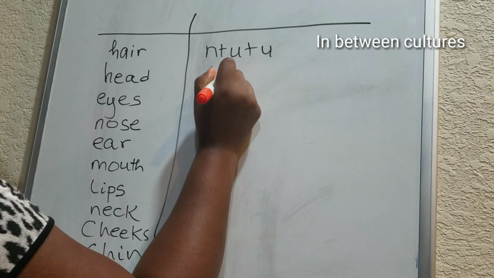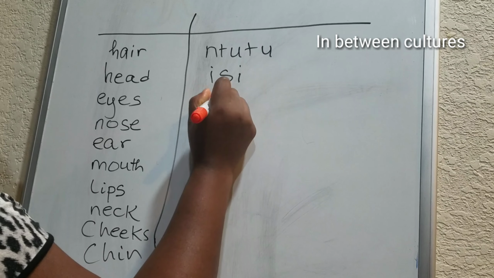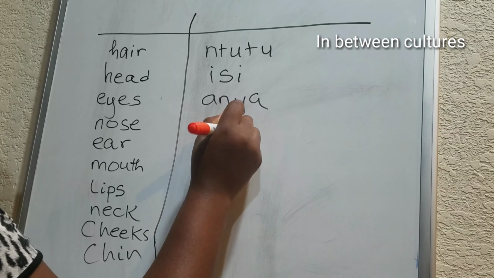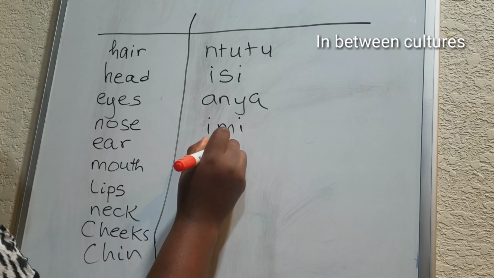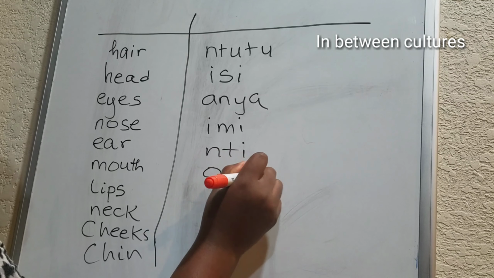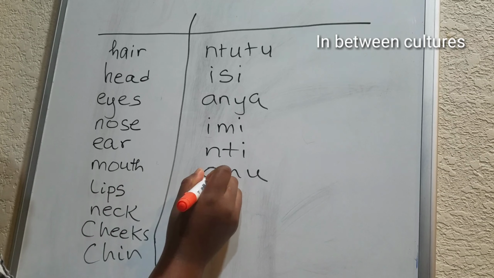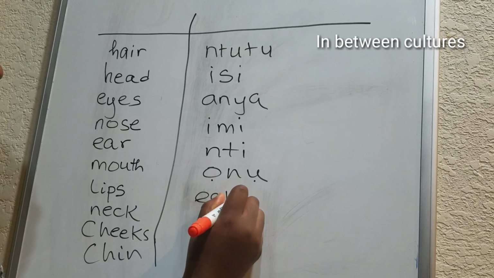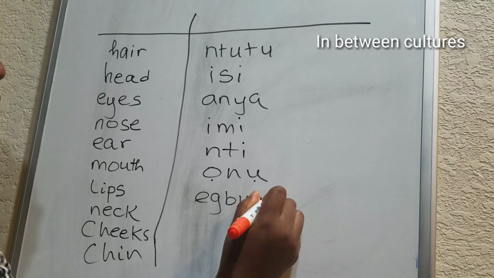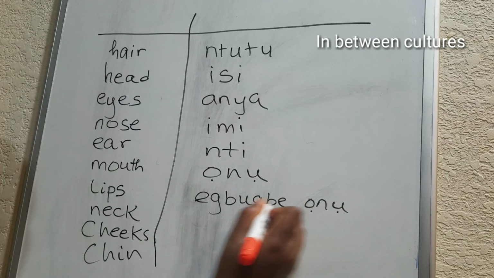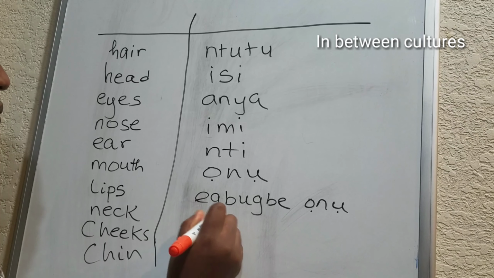Head is isi. Eyes are anya. Nose, imi. Ear, nti. Mouth, onu. Lips, egbugbe onu. Neck, olu.